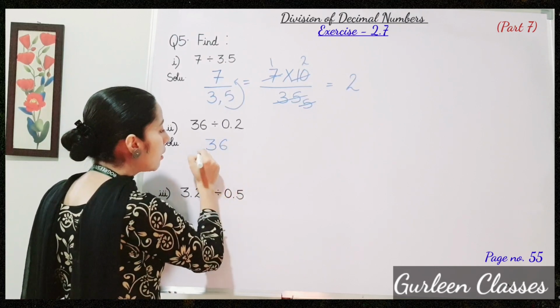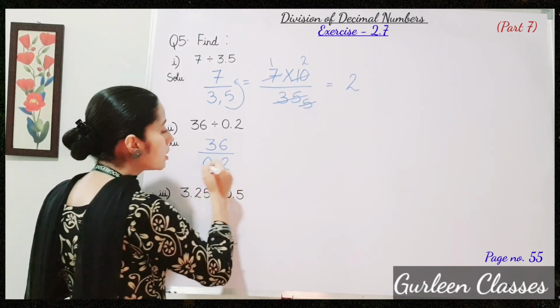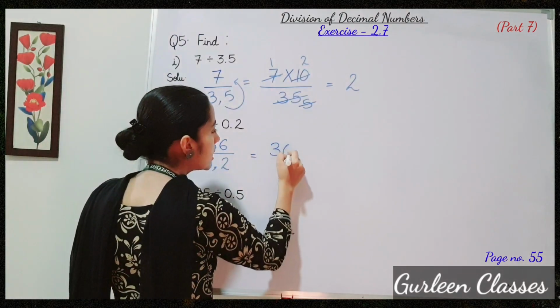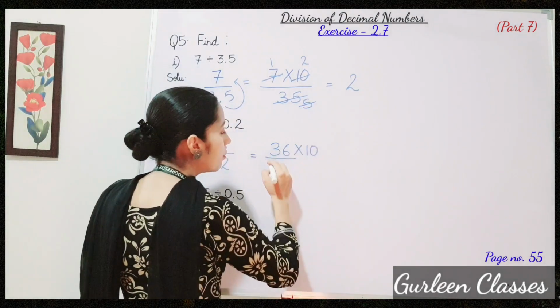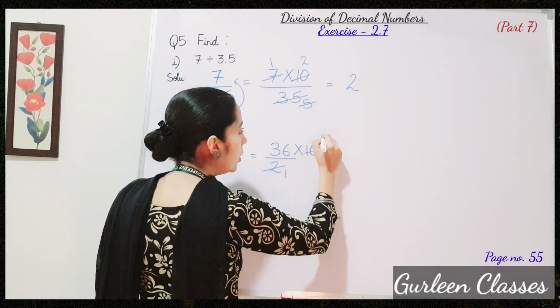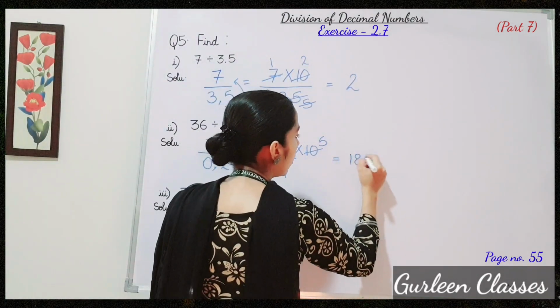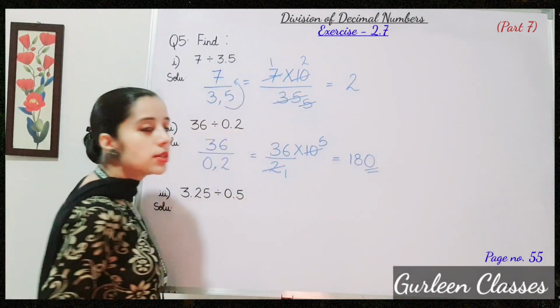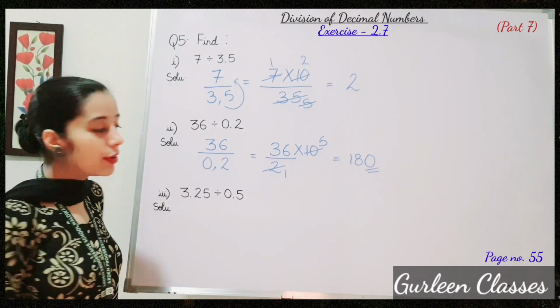Now second part, 36 divided by 0.2. Remove this decimal point. So 36 upon 2, and numerator this 10 will be shifted. 2 ones are 2, 2 fives are 10. So 5 sixes are 30 and 3 is 180 is your answer.